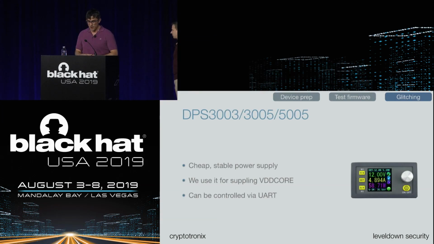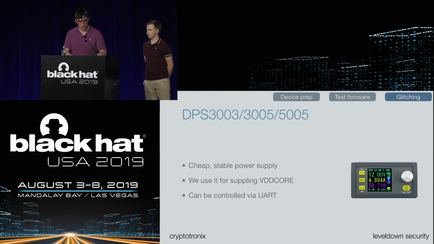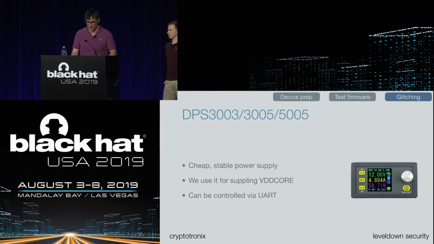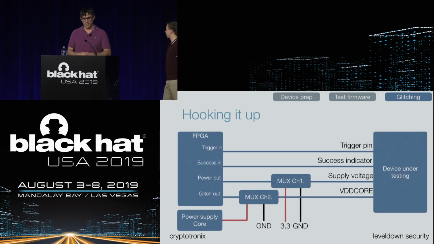And that power supply we talked about, mainly we're using it to supply VDD core. Like I said, it's controlled by UART, which is super nice. You can get them on Amazon. When you hook all this together, you have the FPGA as the main. There's a host software driving this with Python, talking to the FPGA over UART. Then it has the trigger pin to know when to trigger the glitch. It has the success indicator, which depends on the particular target. We have the power enable signal going to the mux to switch between the 2 voltages. There's also the glitch enable signal doing the same thing into VDD core, and all of that goes to your device under test.